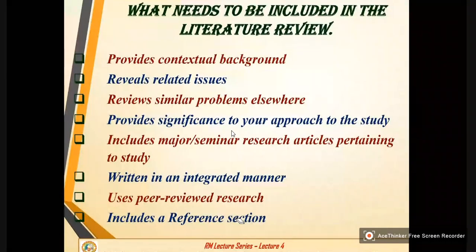Now, what are the things to be included in your literature review? What needs to be included in the literature review? It provides contextual background, reveals related issues, reviews similar problems elsewhere, provides significance to your approach to the study, includes major seminal research articles pertaining to the study, is written in an integrated manner, uses peer-reviewed research, and includes a reference section.